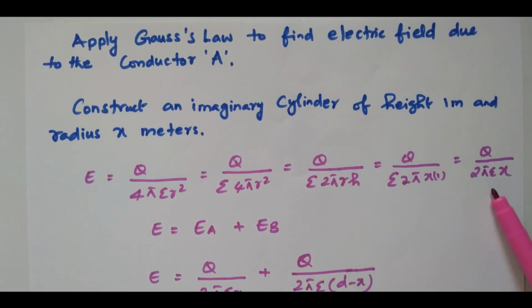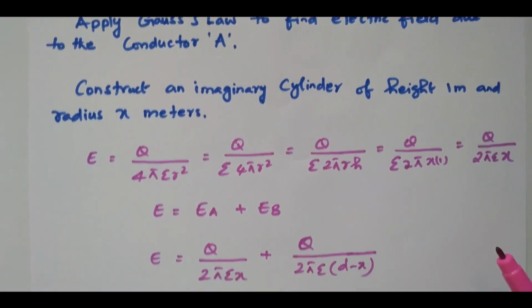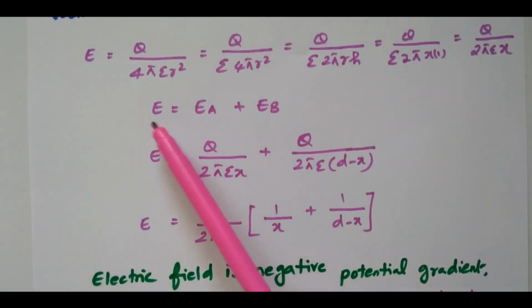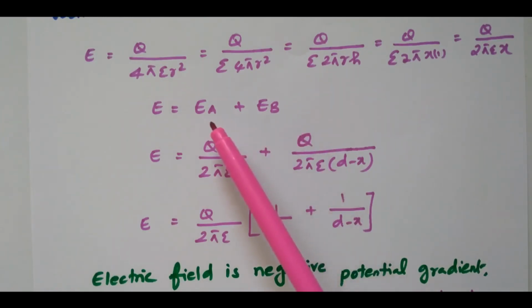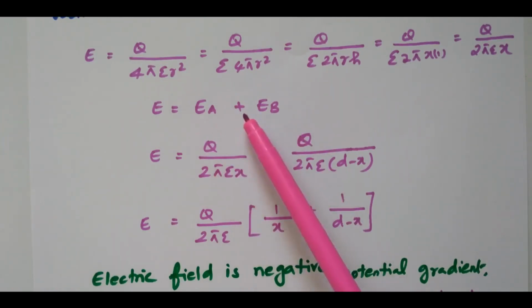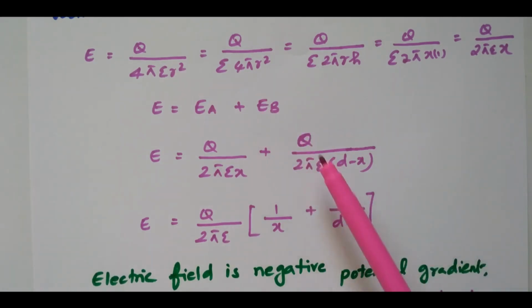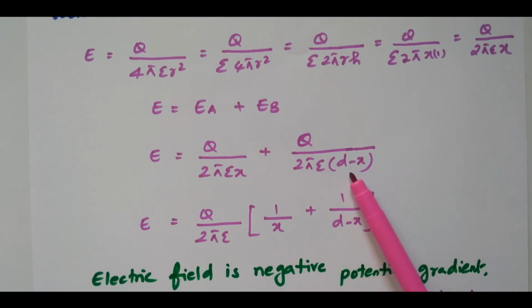Because of the cylinder, it is replaced by this value, q divided by 2 pi epsilon x. Now we have the two electric fields available. So the total electric field equals Ea plus Eb, the electric field due to conductor A plus the electric field due to conductor B. That is q divided by 2 pi epsilon x, that's available here. While referring to conductor B, q divided by 2 pi epsilon (d minus x), because the distance between conductor B and point P is d minus x, right?